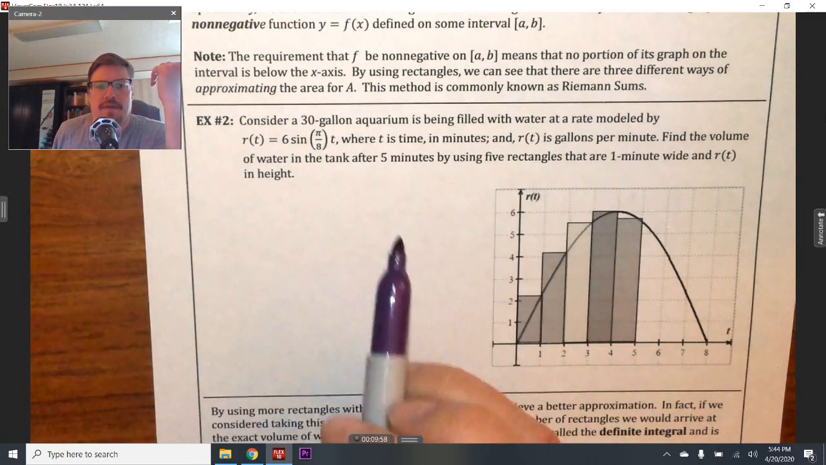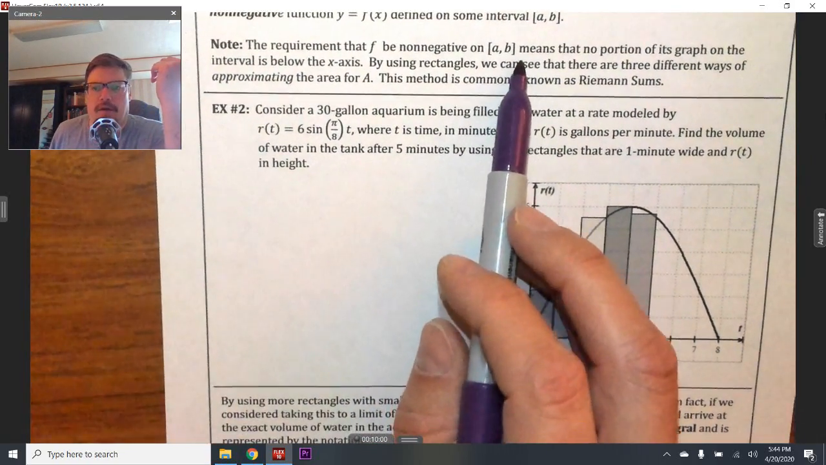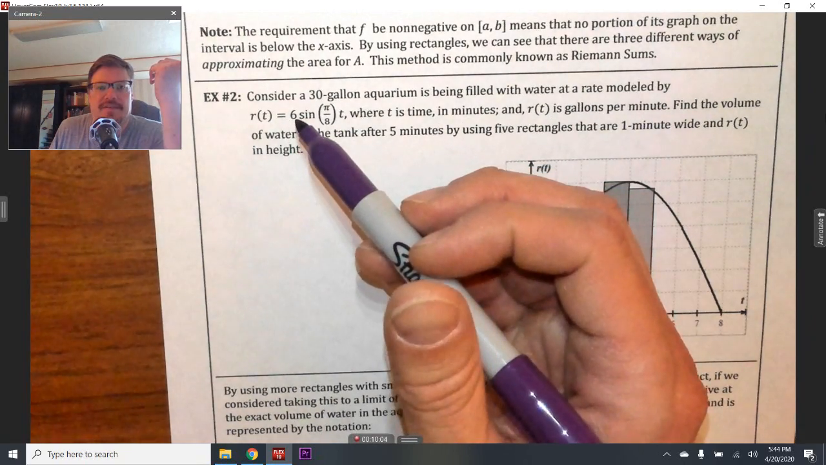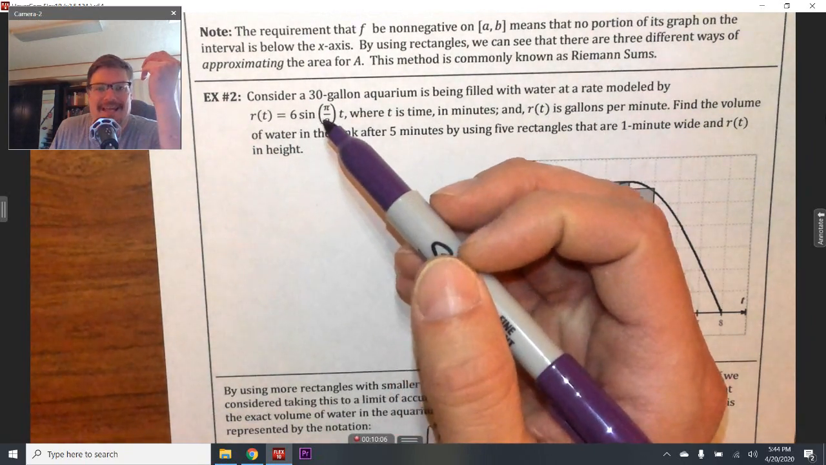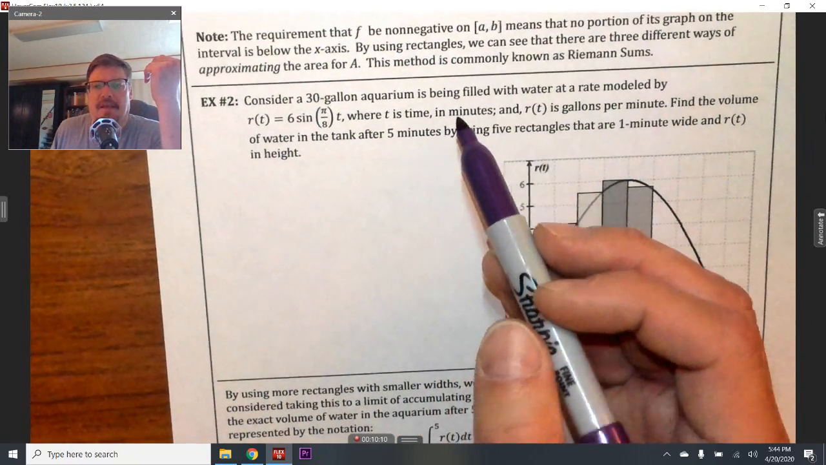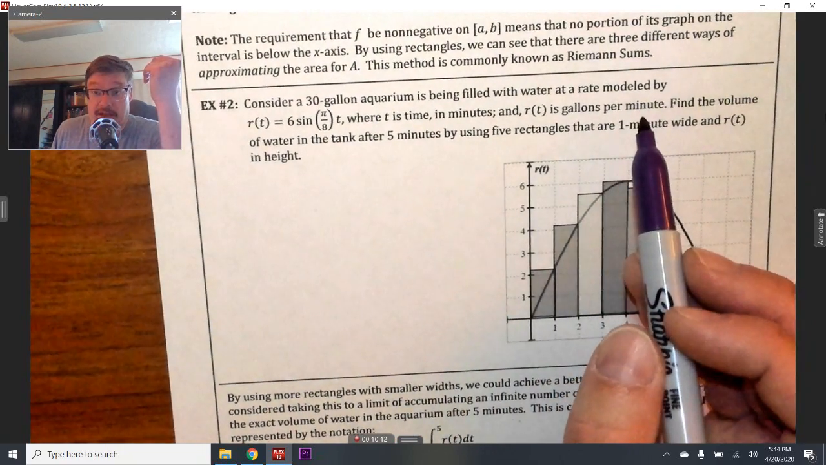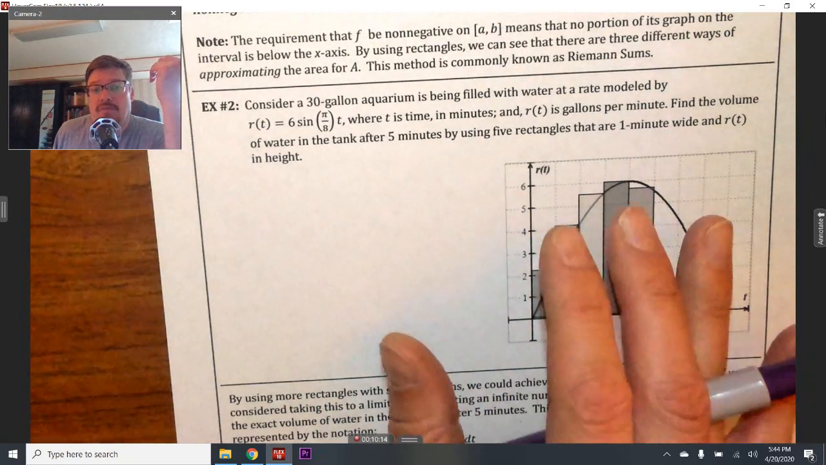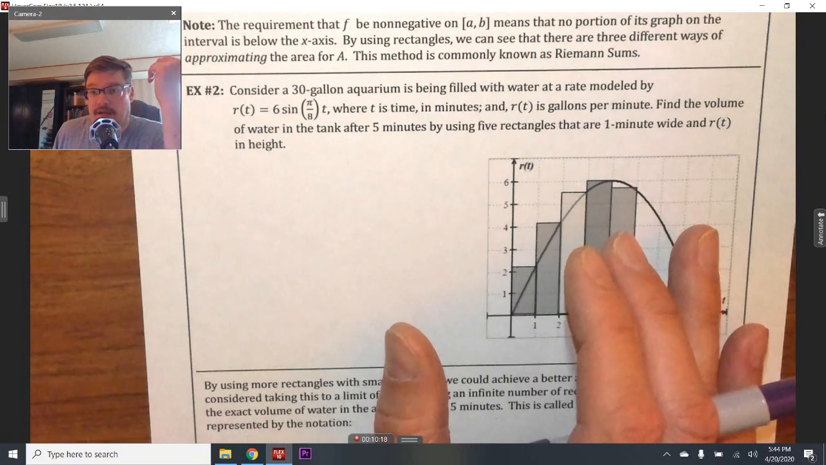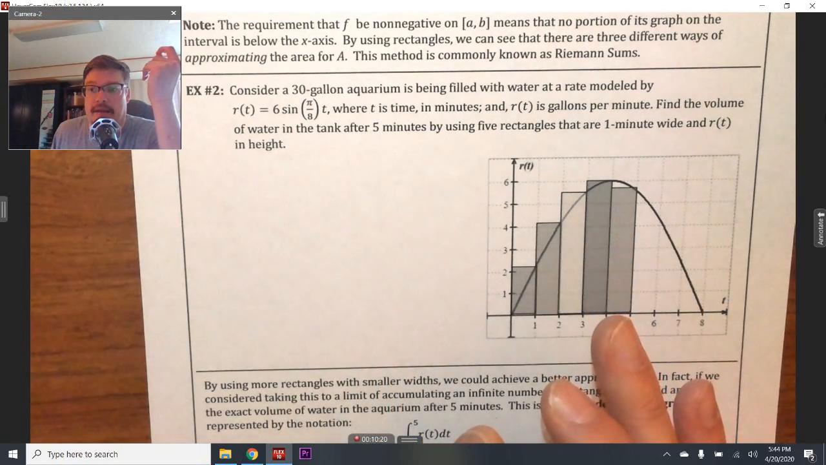So consider a 30-gallon aquarium that is being filled with water at a rate modeled by this little trig function here. So we've got r of t equals 6 sine of pi over 8 times t, where t is time in minutes and r of t is in gallons per minute. Find the volume of water in the tank after 5 minutes by using 5 rectangles that are 1 minute wide and r of t in height.